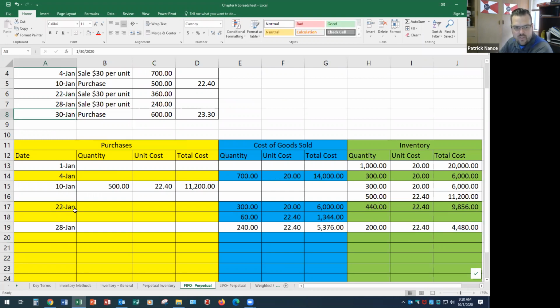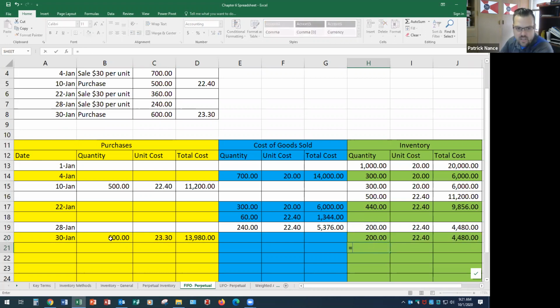And then on January 30th, my final one, I purchased 600 units for $23.30 each. Total cost of $13,980. And now I have the old inventory, 200 times $22.40, and I have the new inventory that I just purchased, the 600 at a cost of $23.30 each, multiplied out gets me $13,980.